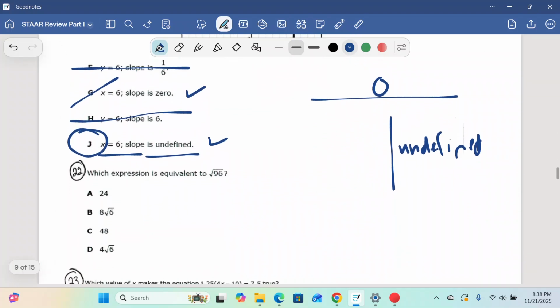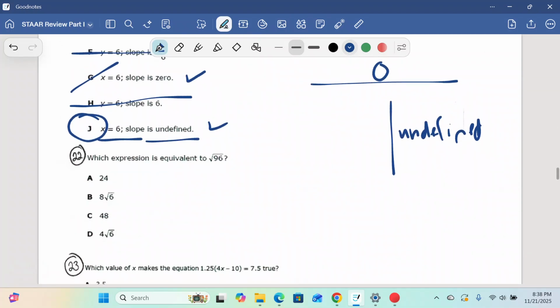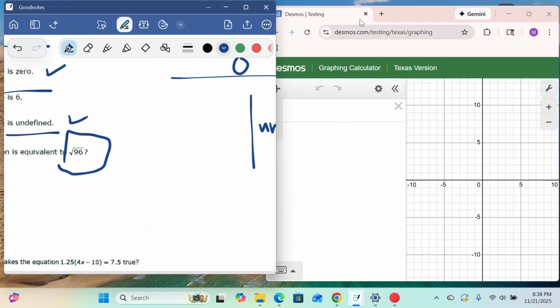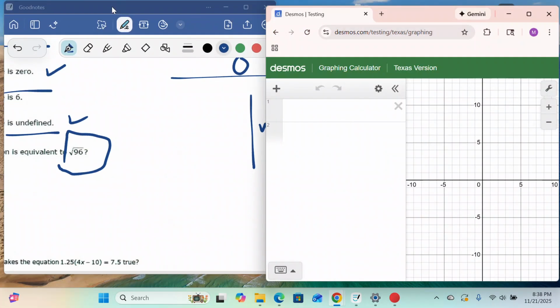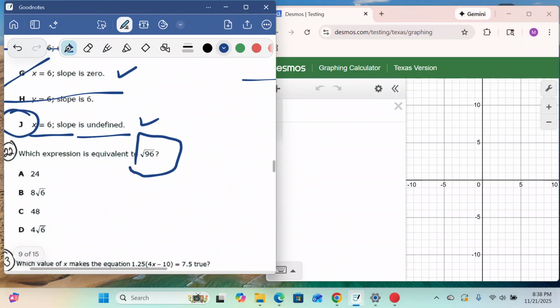If we look at question number 22, you might want to pause it and see if you can do that one. This is one of the easiest problems to do on our STAAR End of Course assessment. Why? Because we look at the square root of 96, and that is an easy Desmos input. So once again, we look at the question and see our answer choices.